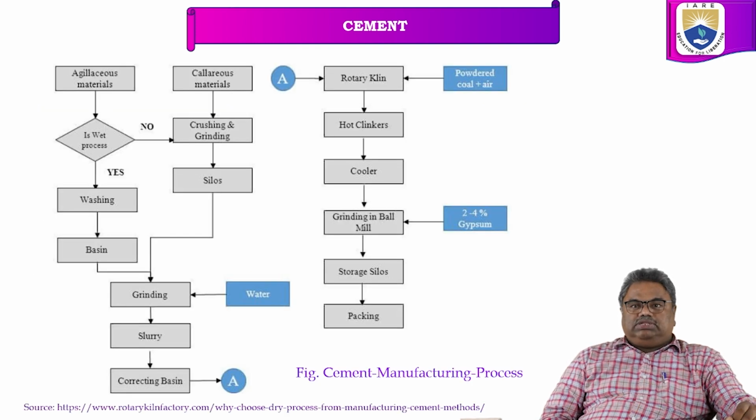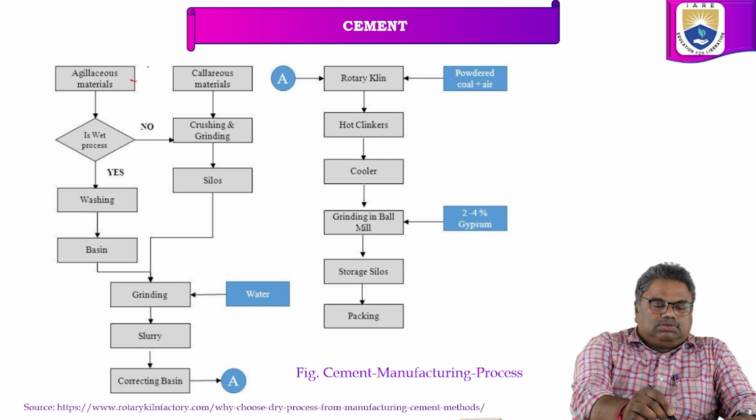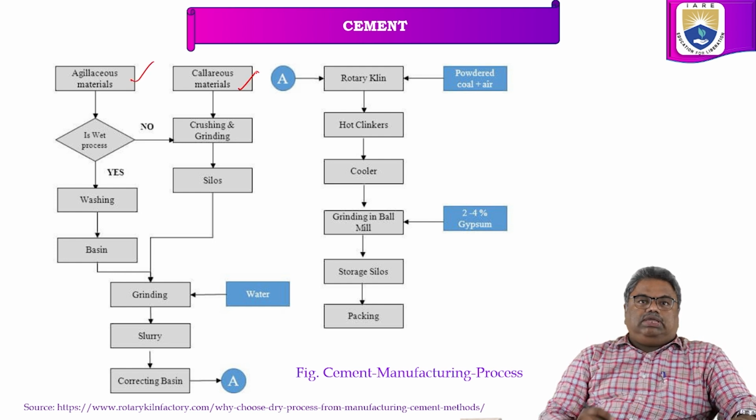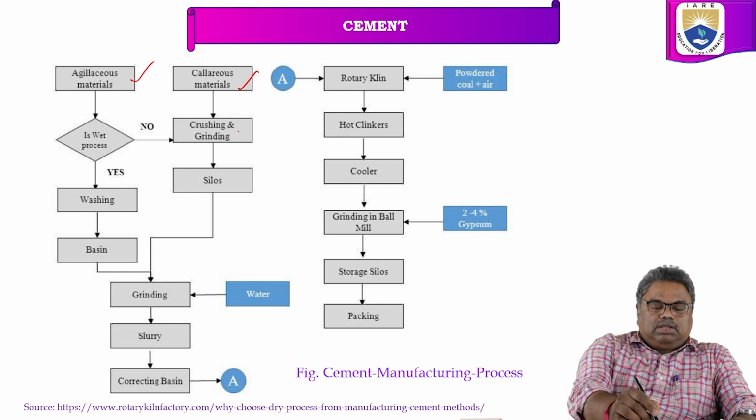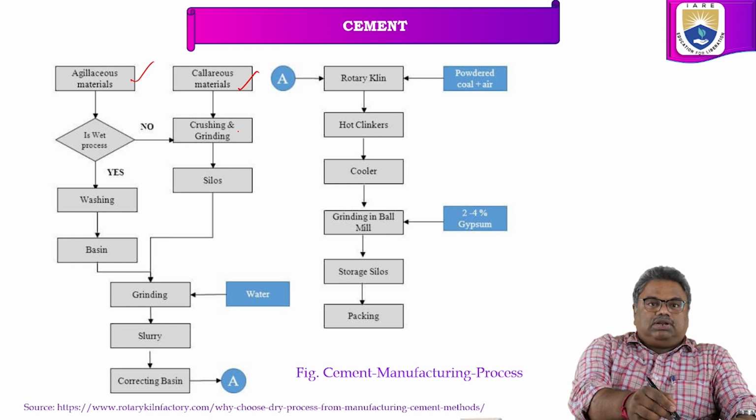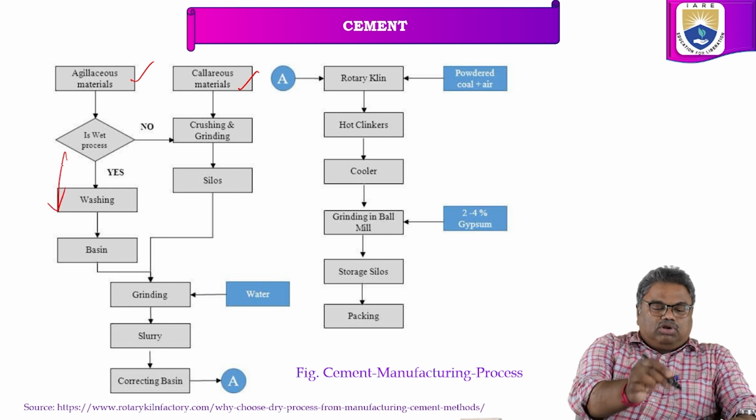If you look at this cement manufacturing flow chart, it shows the wet process as well as the dry process. We'll discuss the dry process. Here you can observe the argillaceous materials and the calcareous materials. We'll combine these two and do crushing and grinding. If it is the wet process, the flowchart will follow this path.